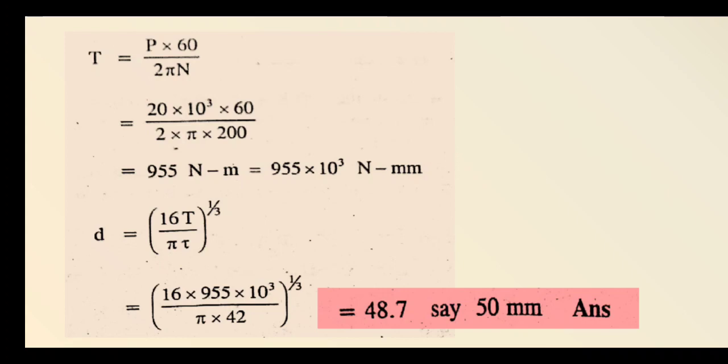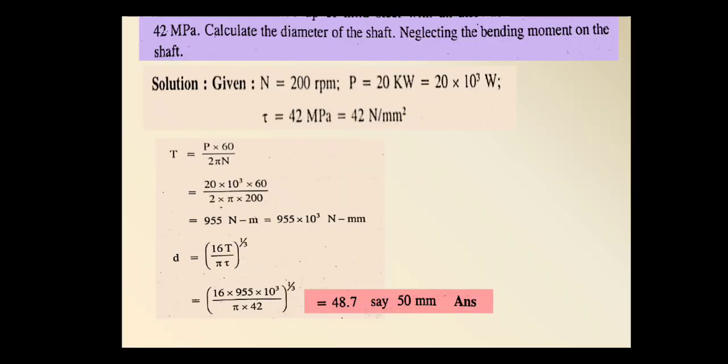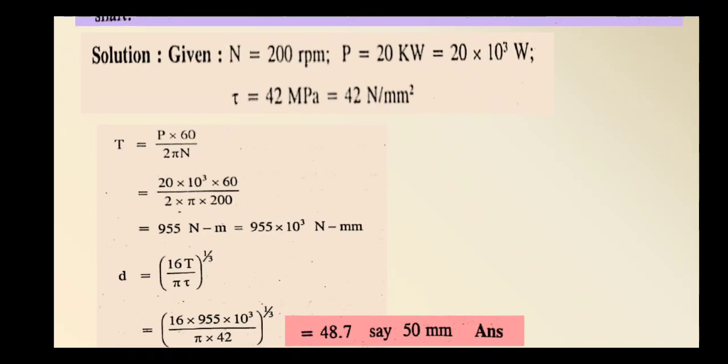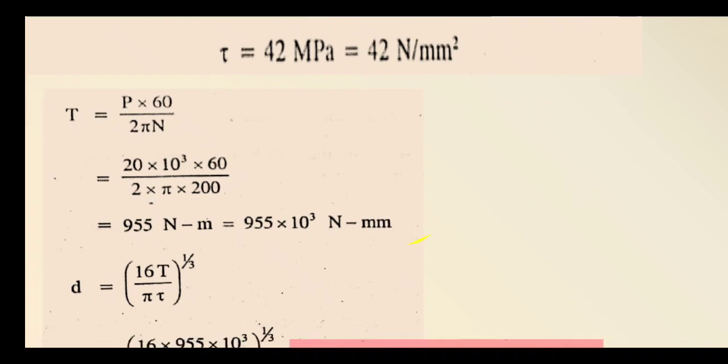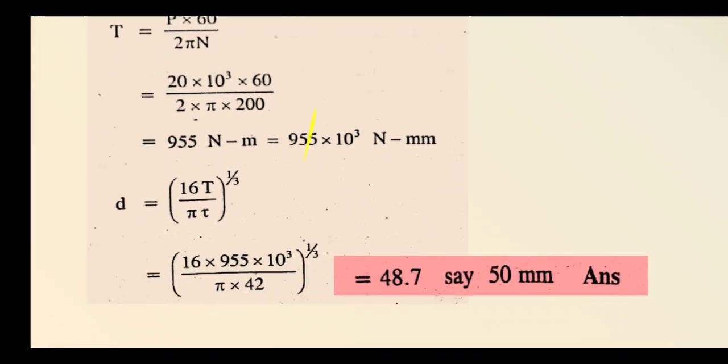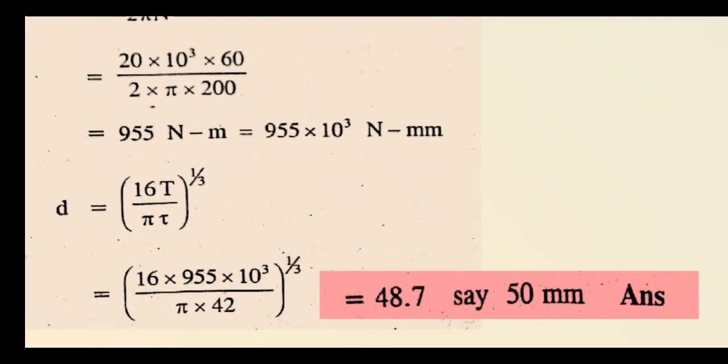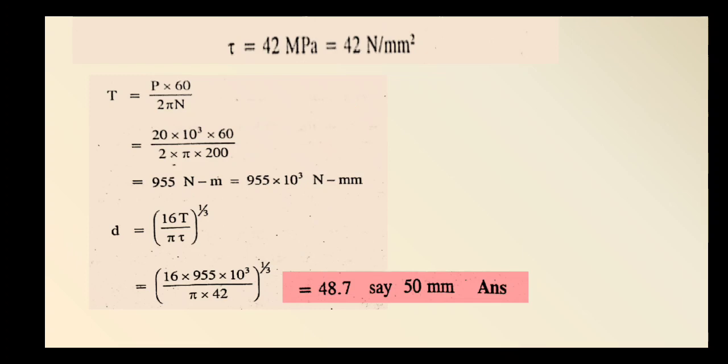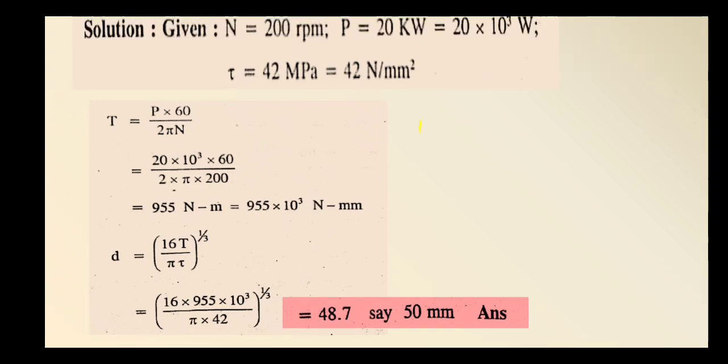So already we have the data in terms of Newton per mm square, in terms of mm. So here the torque also we need to convert from meter to mm. That's why it becomes 955 into 10 raised to 3 Newton mm. It is given in the slides. So we know the value of T now.